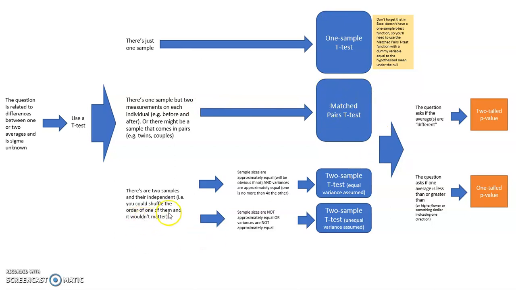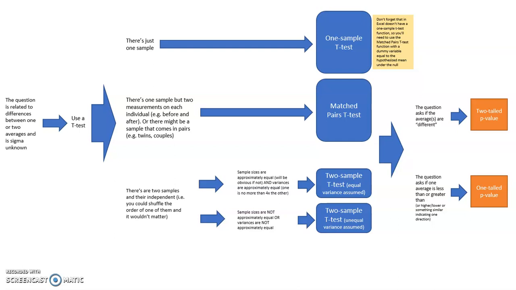Now if you've got two samples and they're independent, meaning you could shuffle one up and it wouldn't matter, it doesn't freak you out. Like if you got, here's the South and here's the West, or here is students from Dixie State and here's students from SUU, then you could shuffle up those numbers in one of those columns and it wouldn't matter.